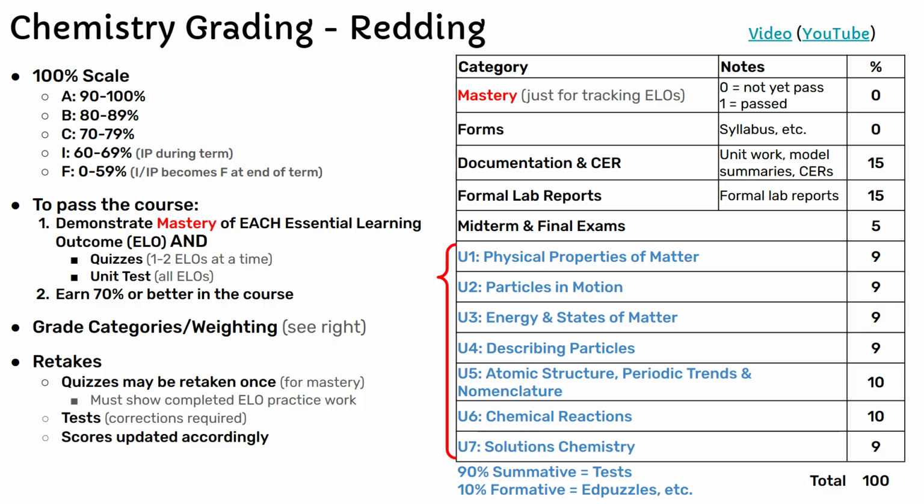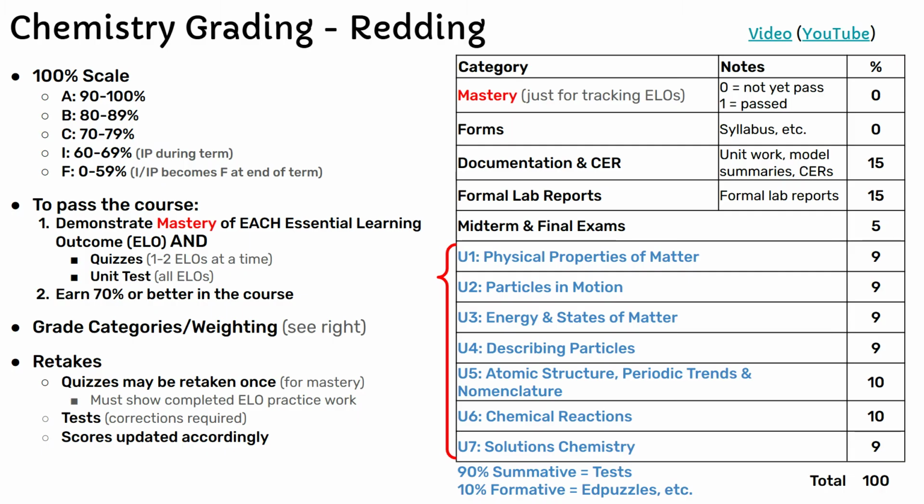Forms such as syllabi don't count, but they're just a checklist that I have in the grade book. And then documentation and CERs, or claim evidence and reasoning. This would include any unit work, your model summaries. This is for 15%. Formal lab reports are 15%. We'll have 4 in the course. And then the midterm and finals are just 5% collectively.